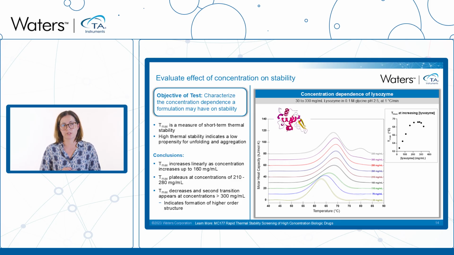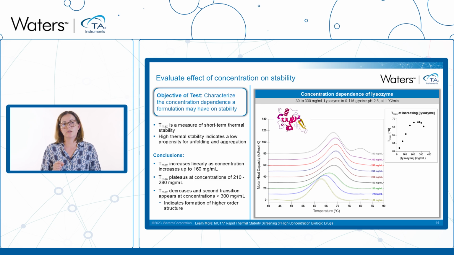function of concentration. However, as the concentration keeps increasing to around 280 mg per ml, the thermal stability plateaus at a Tmax of about 69 Celsius. Now, this is not throughout all the concentration range. So at concentration of about 300 mg per ml, the Tmax shifts to lower temperatures, meaning lysozyme now is less stable at these higher concentrations.